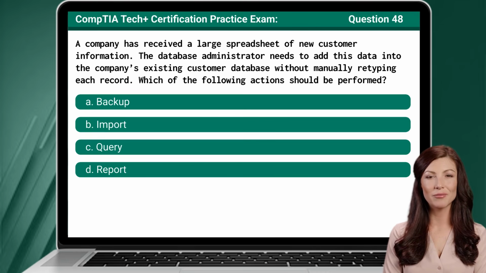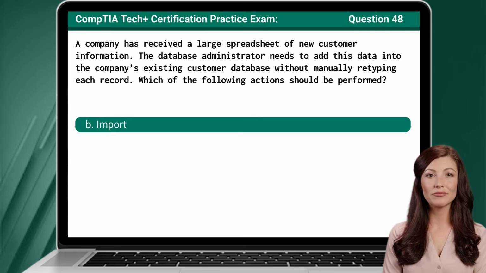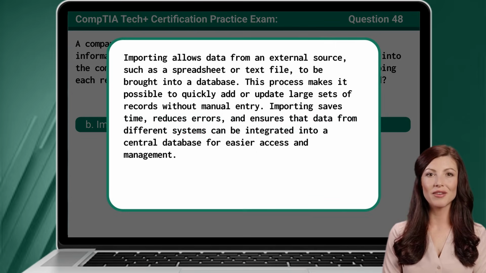The answer is B. Import. Importing allows data from an external source, such as a spreadsheet or text file, to be brought into a database. This process makes it possible to quickly add or update large sets of records without manual entry. Importing saves time, reduces errors, and ensures that data from different systems can be integrated into a central database for easier access and management.